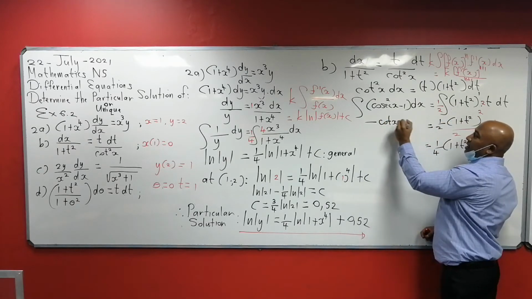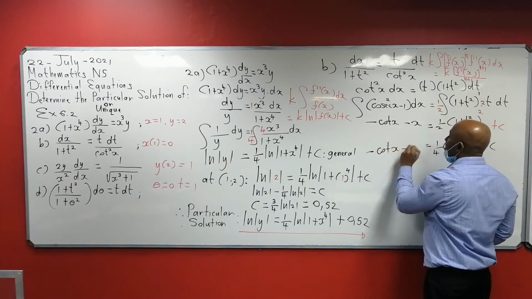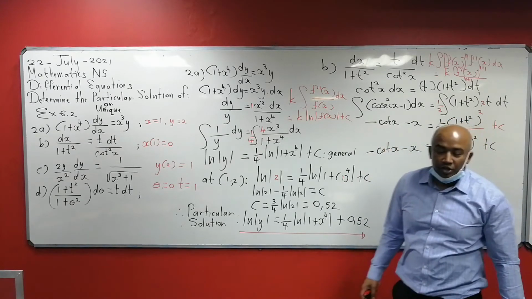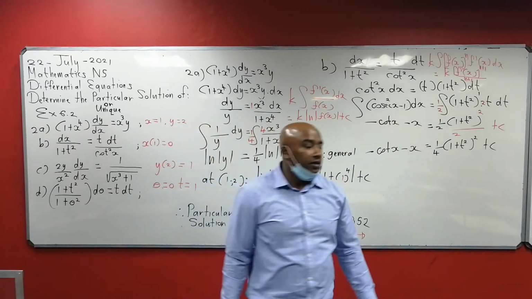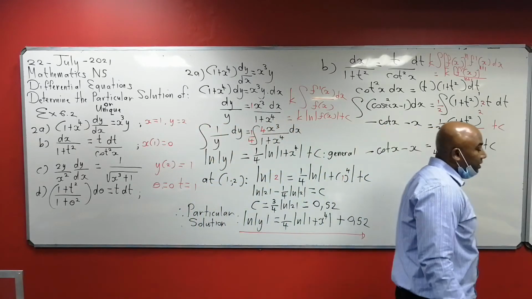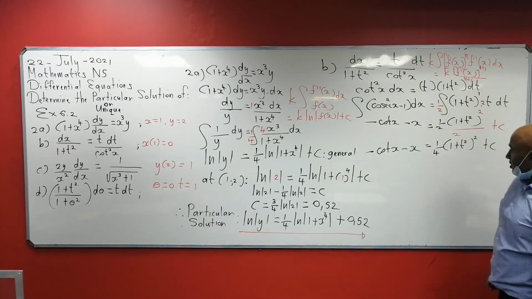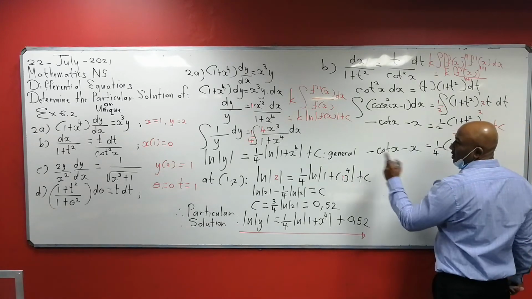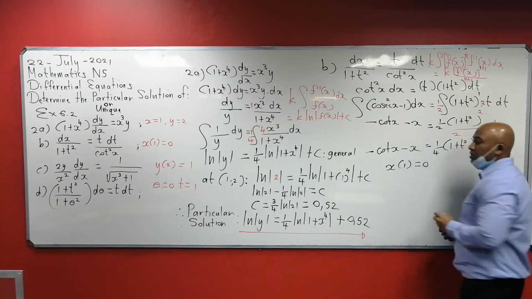Integrate minus 1, that is minus x. So we're done with that. This is the general solution. Now, what are we looking for? We want the particular solution or unique solution. So now, what do we have there? x of 1 is equal to 0.